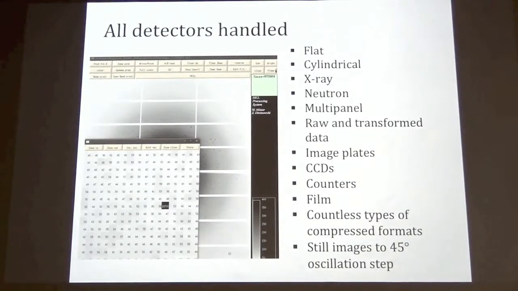And overall, this program is popular partially because it covers a really large variety of different types of instruments and data formats. It can do calibration of the CCD detectors and work with data directly from a CCD detector or transformed. It can be multi-panel. In fact, it was recently used for neutron crystallography, and I was surprised that it worked in the first place, but it did. It also works with cylindrical detectors, image plates, and still with film, which is how it started. People use it from still photographs to, in one case, a 45 degree oscillation rotation image for protein.